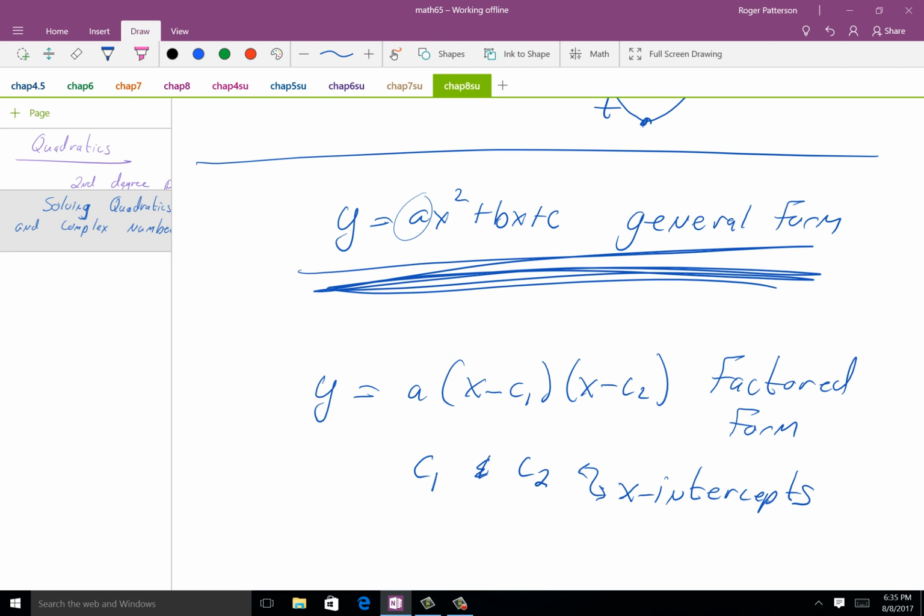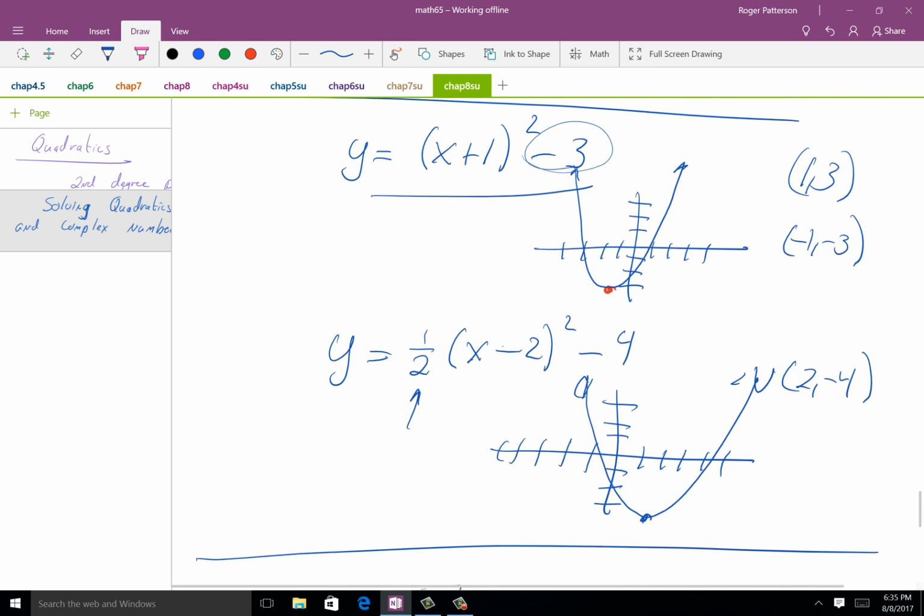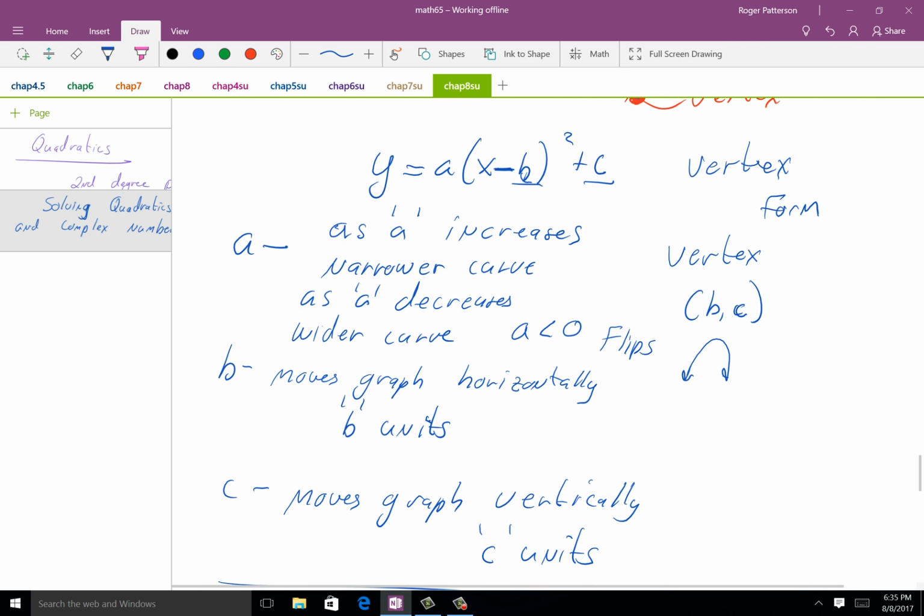I have a quick question. In the vertex form, why does it change from a negative to a positive? So this is an x minus b, right? As we said, b moves the graph horizontally b units. So whatever that number is is how much it's going to move it this way. So if this is x minus 4, then b is 4, which means it's going to move it 4 over positive, because b is 4.